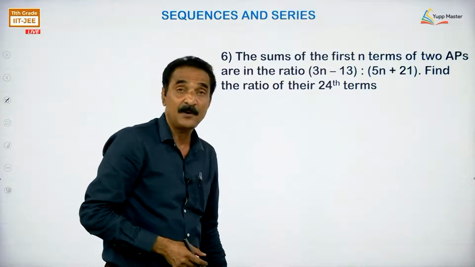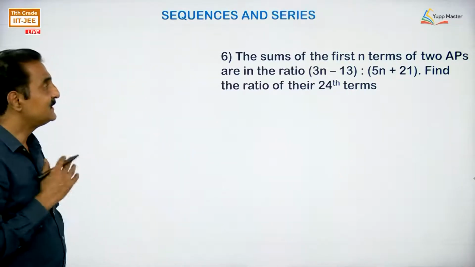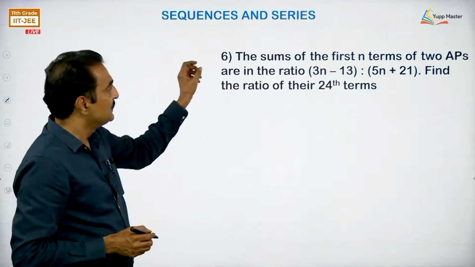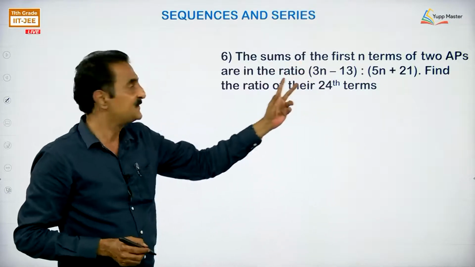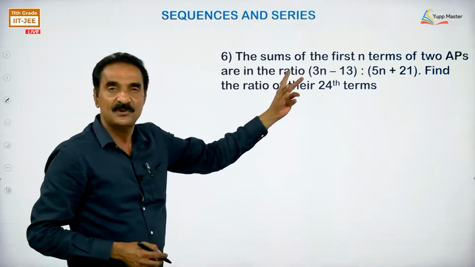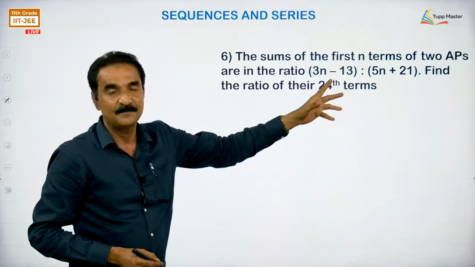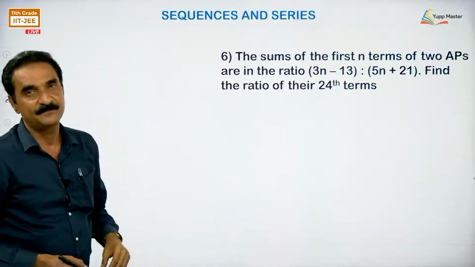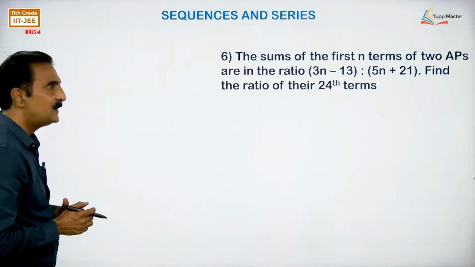It's a very, very important question, important model. All of you carefully listen and remember the method. If the sums of the first n terms of two APs are in the ratio 3n minus 13 is to 5n plus 21, find the ratio of their 24th terms. Very, very, very important question in this chapter, arithmetic progression.